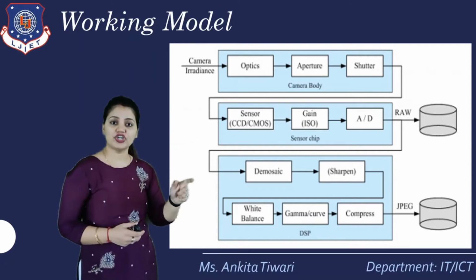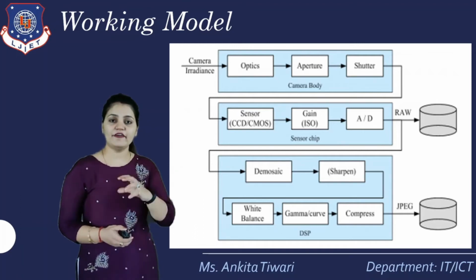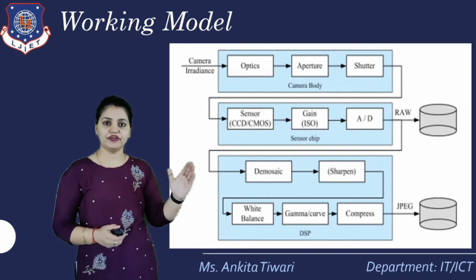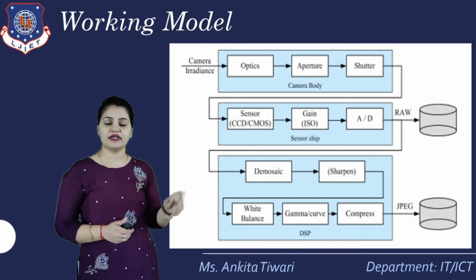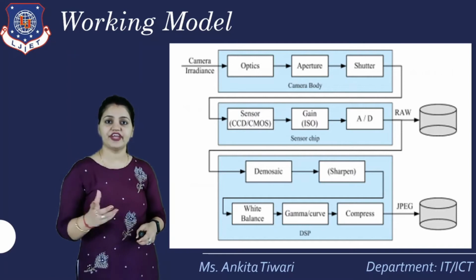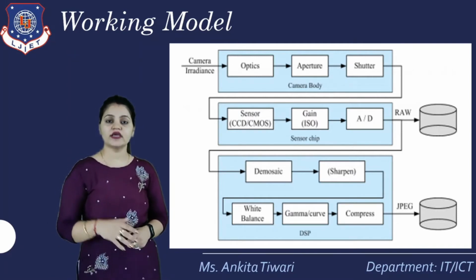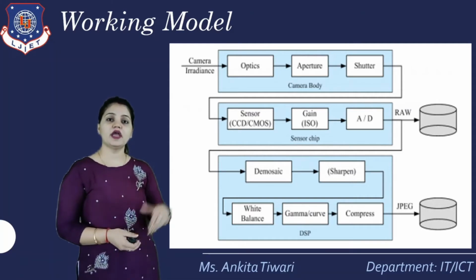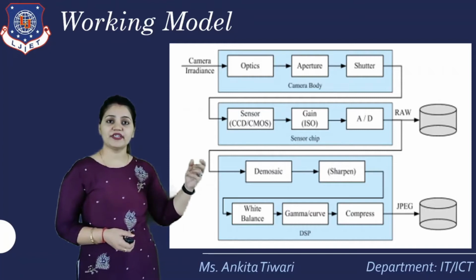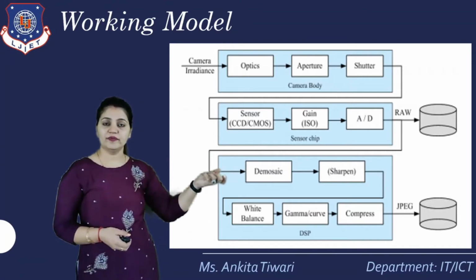From there it will go to the shutter part, and that value is given to the sensor. So every part of the image is distributed in the form of values, and that is given to the sensor part. Here there are two types of sensors that we use, that is CCD and CMOS. In detail we are going to learn about this. CCD and CMOS are the two sensor chips that we use. That will be defined with respect to the gain, that is ISO, and the values will be defined.